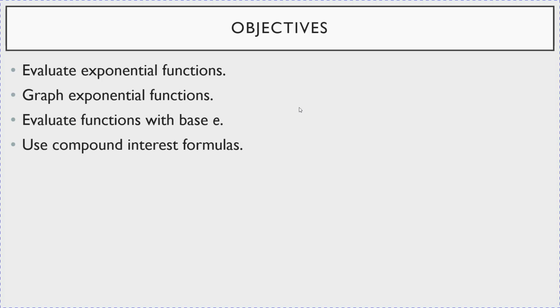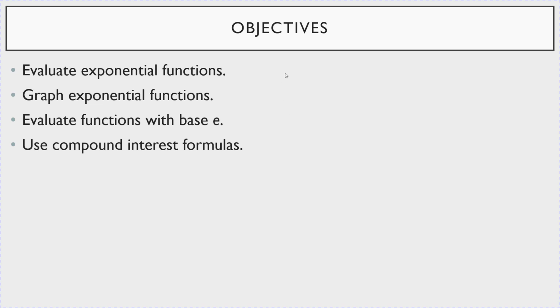All right, so what are we going to do? First thing I'm going to do, not listed in the objectives here, is define what an exponential function is. Then we're going to spend some time evaluating exponential functions. We're going to do a lot of examples of graphing exponential functions. After that, we'll work some application problems. Then we're going to talk about evaluating functions with base e, so we'll introduce what's called the natural base. And finally, we'll end by talking about compound interest formulas, so we'll get a little bit of financial mathematics at the end there.